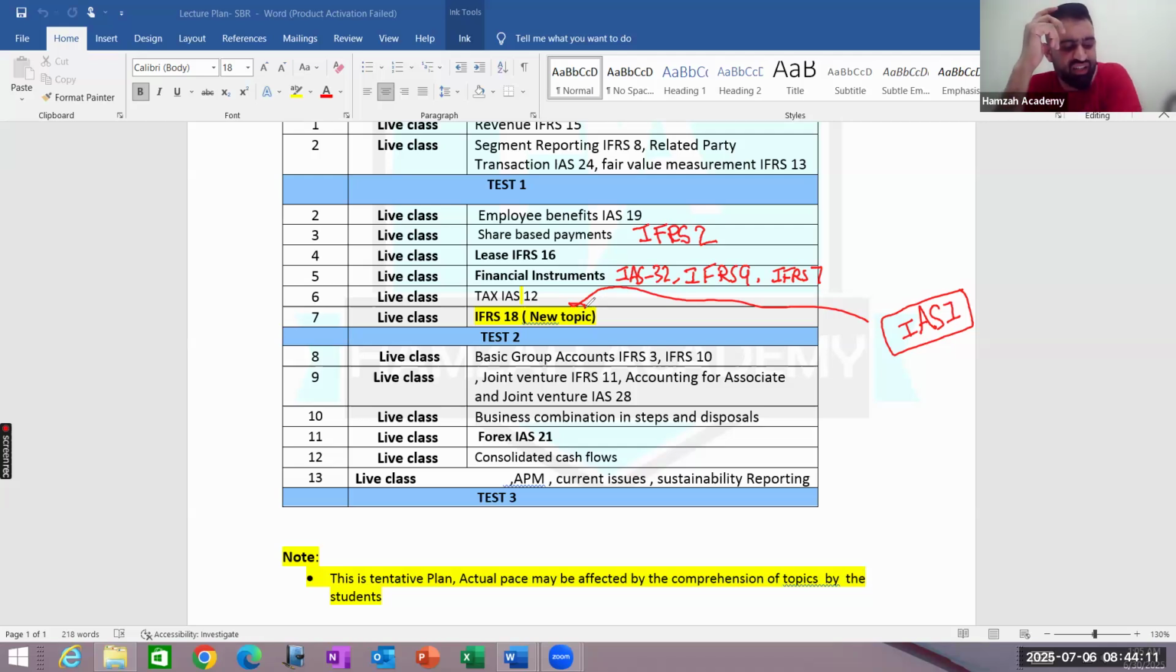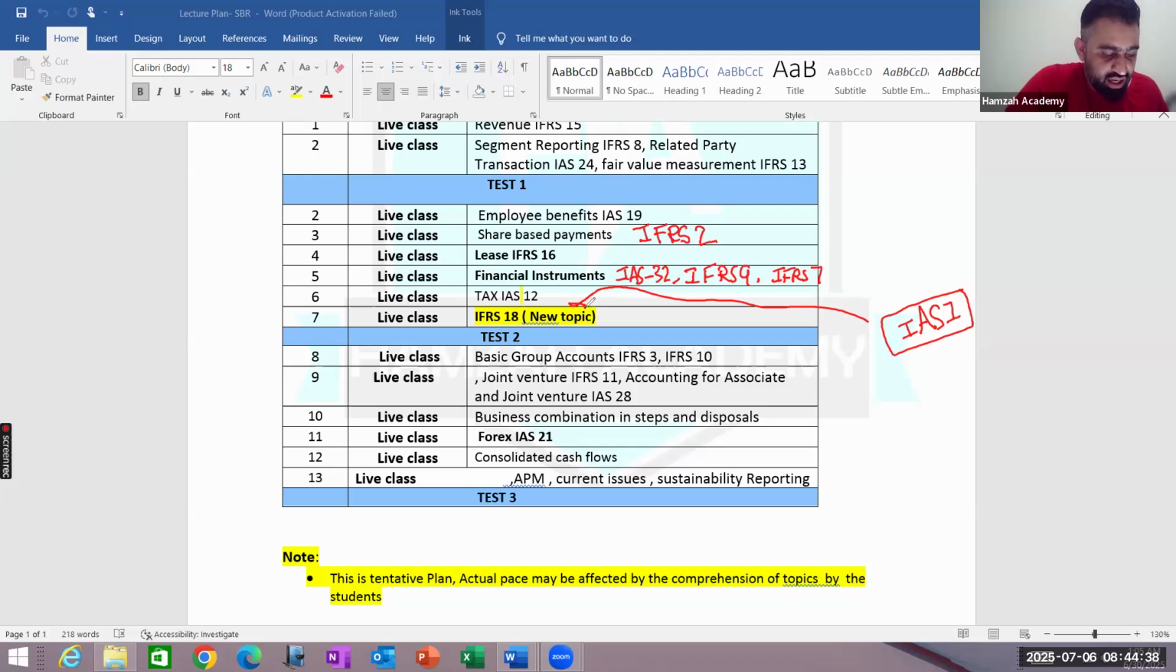Now, due to IFRS 18, there are some changes in the cash flow statement as well. But all these changes we will discuss in IFRS 18 and the relevant topics. And after that, there will be test number 2. And then we have the next area.